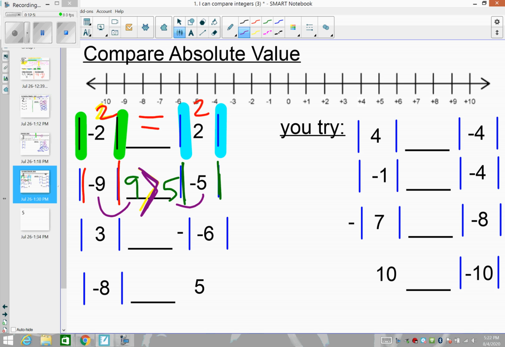Now the key is make sure you get them out of the absolute value bars before you answer the question. Before you answer the question, we have to get them out of the absolute value bars. So now they're positive because they came out.